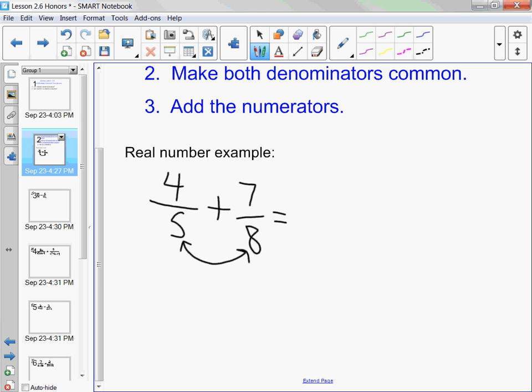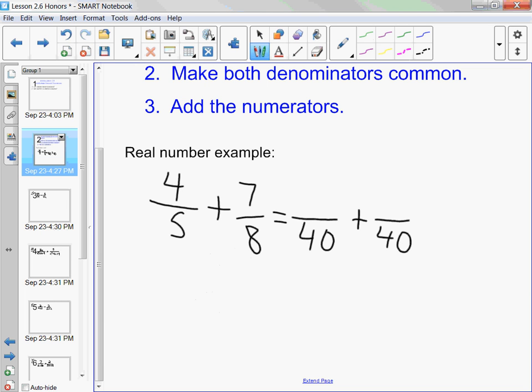But if we took the factors of 5, which are just 5, and 8, you can break that into 2 times 2 times 2. You can see that they have no common factors. And so the least common denominator is going to be the two numbers times together. So 5 times 8, which is 40.